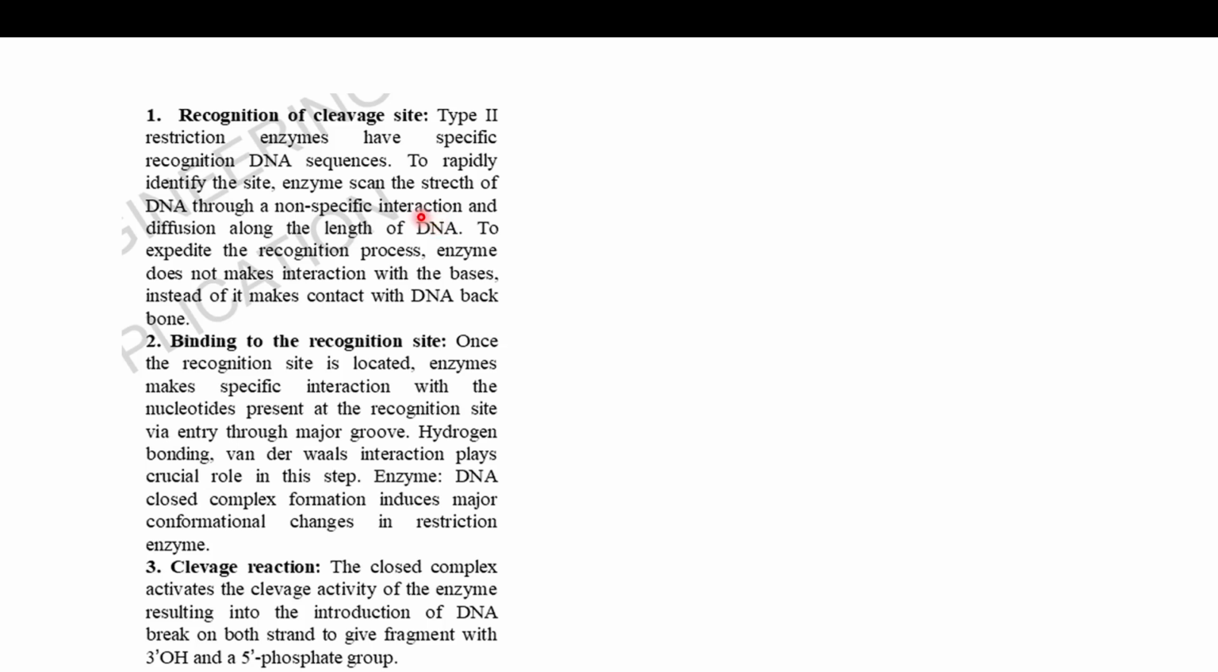So it does that initially. During this process, the restriction enzyme does not make any interaction with the bases. Instead, it makes contact with the DNA backbone, the sugar phosphate backbone. And then once it recognizes the specific nucleotide sequence where it can cleave, its cleavage site, it has to bind to that particular region.